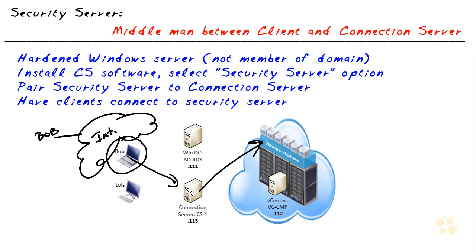Well, from a security perspective, we really don't want to have the connection server, which is a member of the domain. We do not want to expose that directly to the internet. So what we could do is we could implement yet another server. We could put it right here in the middle, and it's called a security server.